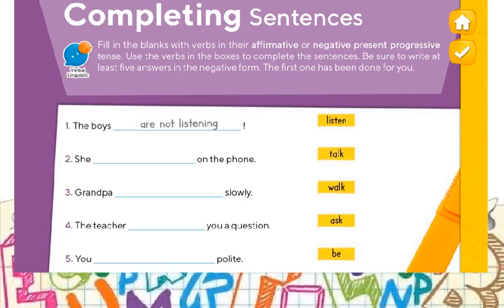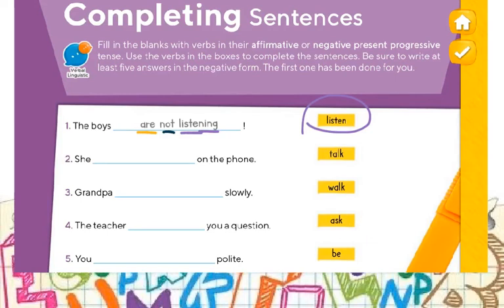Here you see we wrote the verb to be, the word not, and then we wrote the verb listen, that is here in yellow, and we added ing to complete the sentence. And the sentence completed says, the boys are not listening.